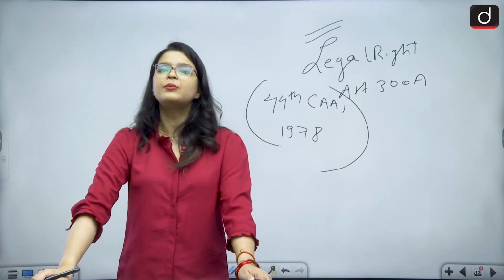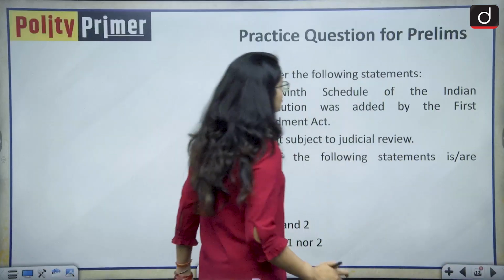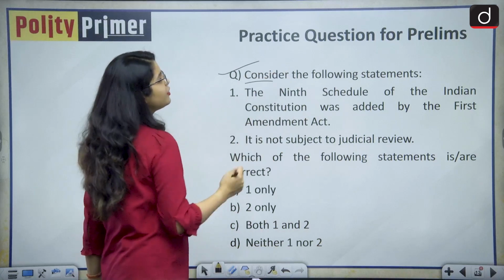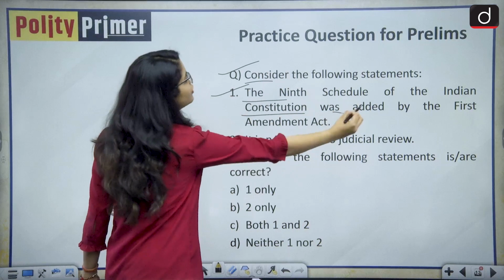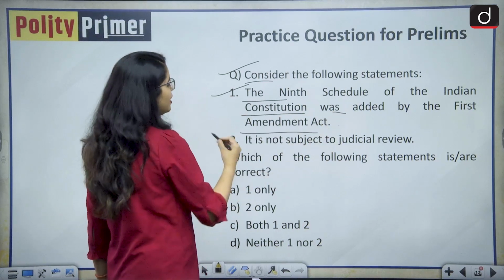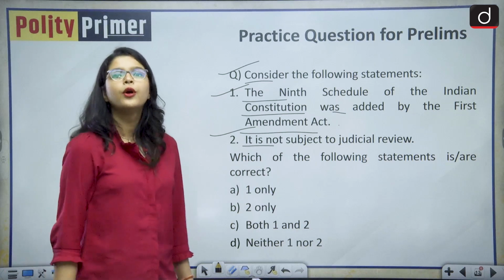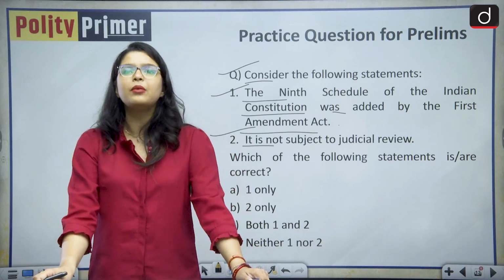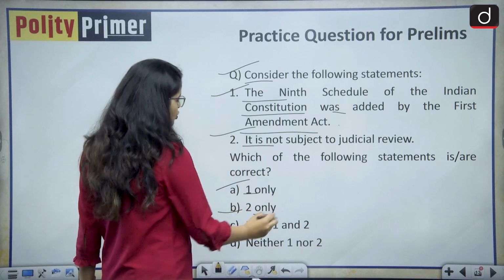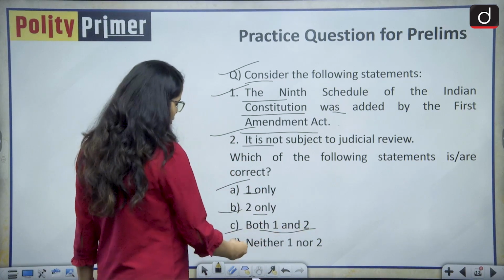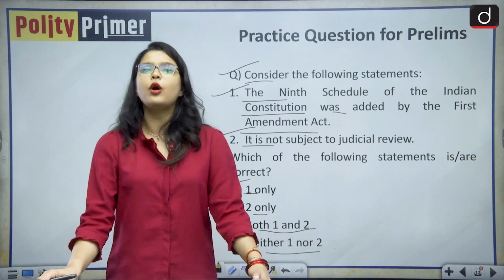Now let us discuss a practice question for your prelims examination. The question is, consider the following statements. Statement number 1: the 9th Schedule of the Indian Constitution was added by the First Amendment Act. Statement number 2: it is not subject to judicial review. Which of the statements given above are correct? Option A is 1 only, option B is 2 only, option C is both 1 and 2, and option D is neither 1 nor 2. Kindly drop your answers in the comment box below.